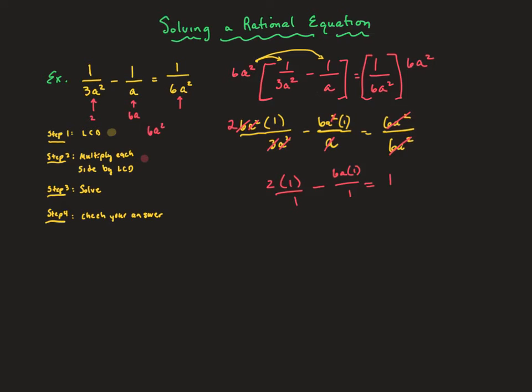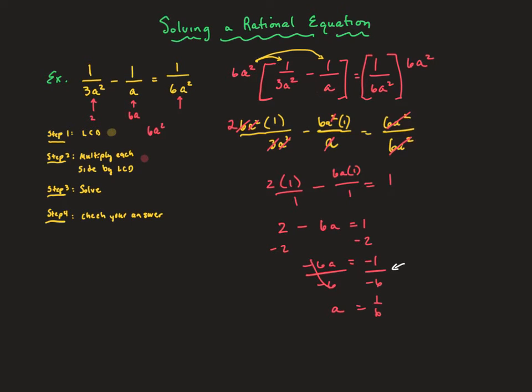So now that I've multiplied that out, I can go ahead and simplify, and I'm going to have 2 minus 6a equals 1. I'm going to go ahead and just solve for a now. So I'm going to subtract 2 from both sides, and I'm going to have negative 6a equals negative 1, divided by negative 6, divided by negative 6, and a is going to be equal to 1/6.